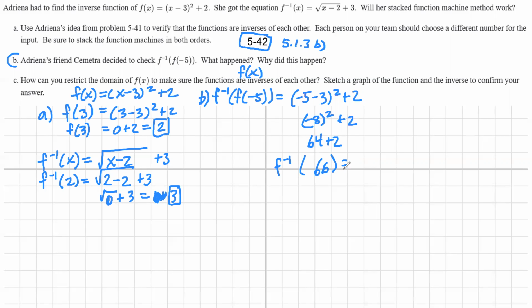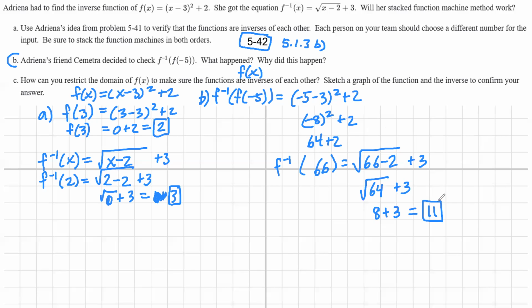This is very tricky, so I hope you're paying attention. So when I plug in 66 into here, I'm going to get 66 minus 2, square root that, plus 3. Well, 66 minus 2 is 64, which is a perfect square. That's nice. Square root of 64 is 8. 8 plus 3 is 11. We didn't have an 11. We didn't plug in 11. We're supposed to get negative 5, right? We started with negative 5. We plugged it into the f of x function. We got 66. We plugged in 66 to the inverse function, so we should get negative 5 back. Whoa, what just happened? How come we didn't get negative 5?